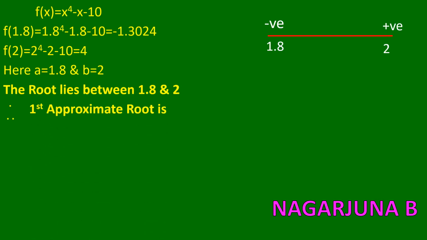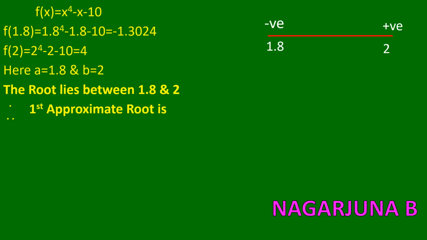The first approximate root: according to the formula of the secant method, x is equal to a into f of b minus b into f of a, divided by f of b minus f of a. a is 1.8 and b is 2. f of a is minus 1.3024 and f of b is 4. So substitute these in the formula.